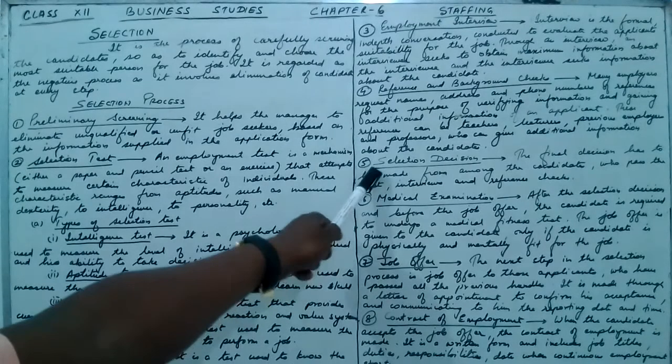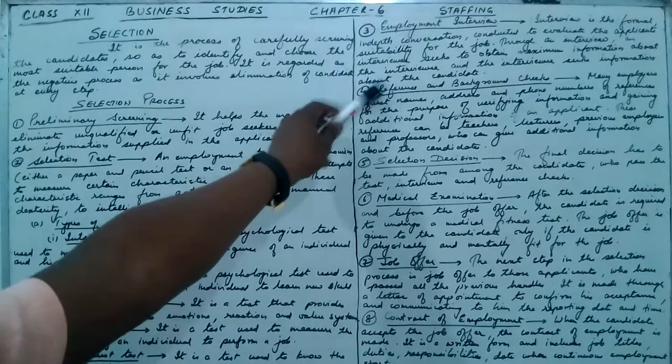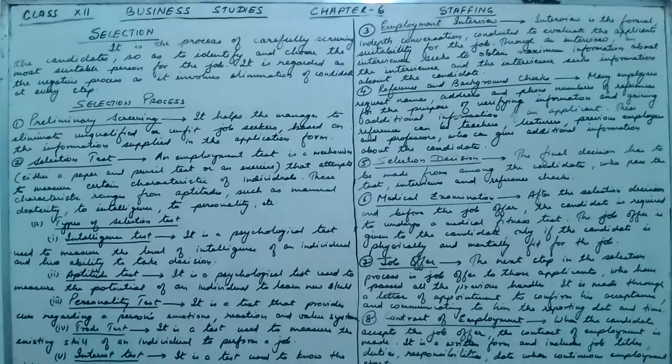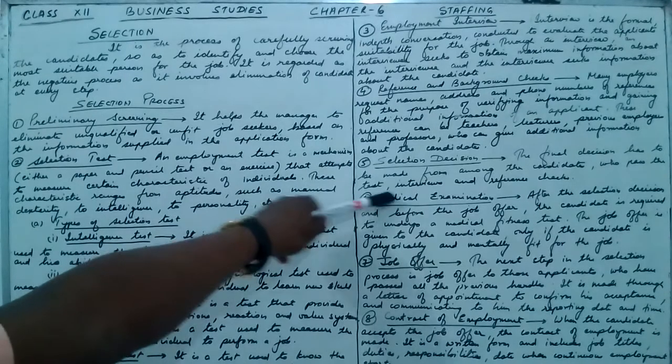Then the fifth process of selection is the selection decision. The final decision has to be made from among the candidates who pass the test, interview and reference check. So the final decision is made from among the candidates who have passed all these tests till the reference check. Now the selection process is over.